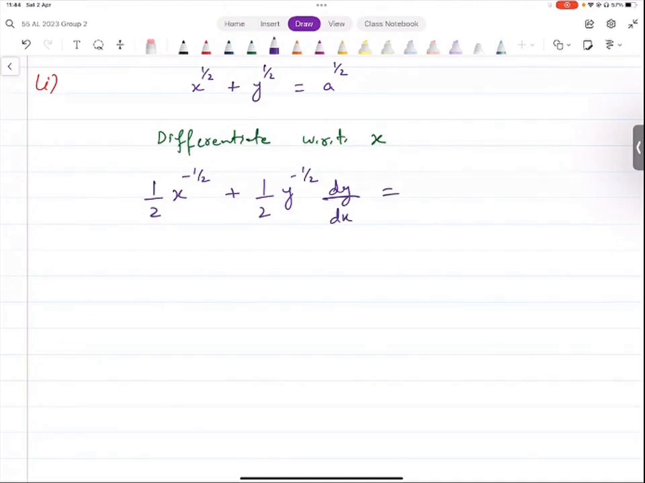A raised to power 1/2 का derivative. A is a constant, तो a raised to power 1/2 भी constant है. Constant का derivative क्या होता है? It's 0. So you've got 0 on the other side.